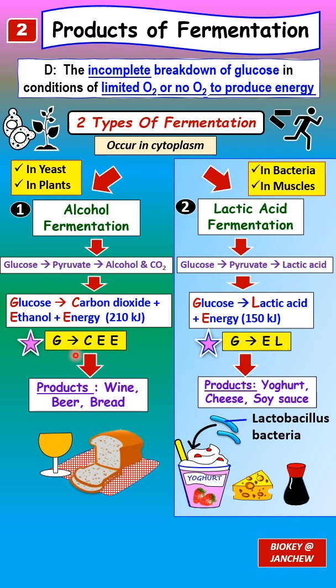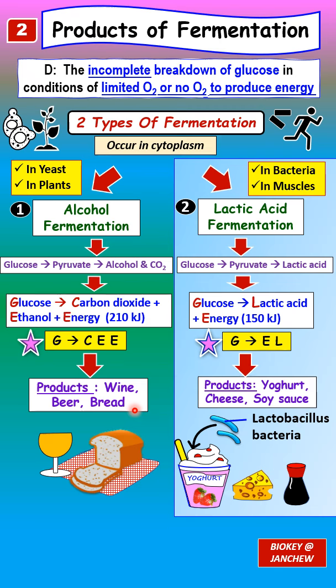The useful acronym or memory tip is GCEE: G for glucose, C for carbon dioxide, E for ethanol, and E for energy. Now, food products that can be produced through alcohol fermentation are wine and beer from the ethanol, and also bread.